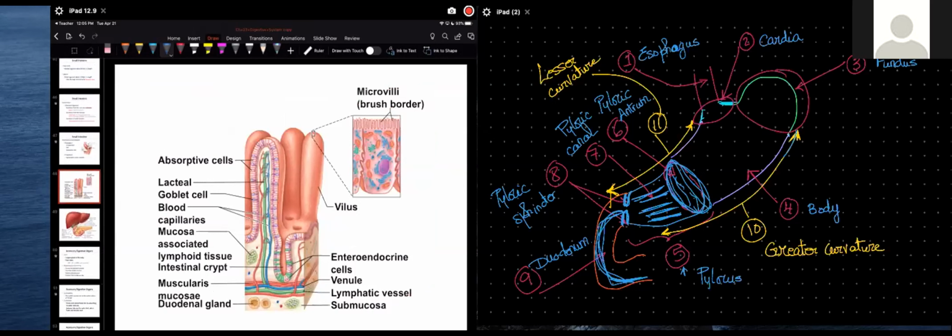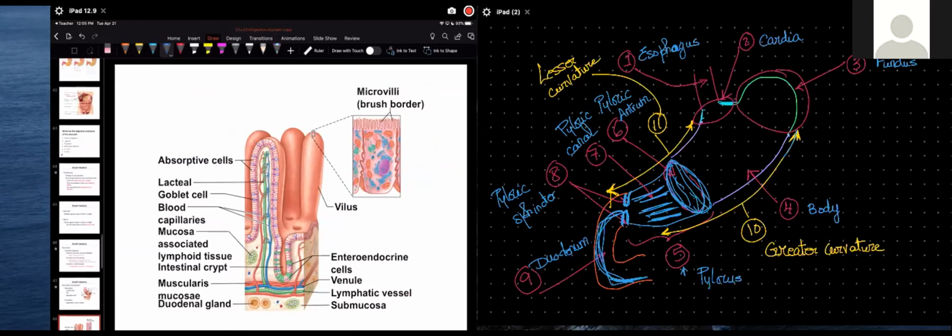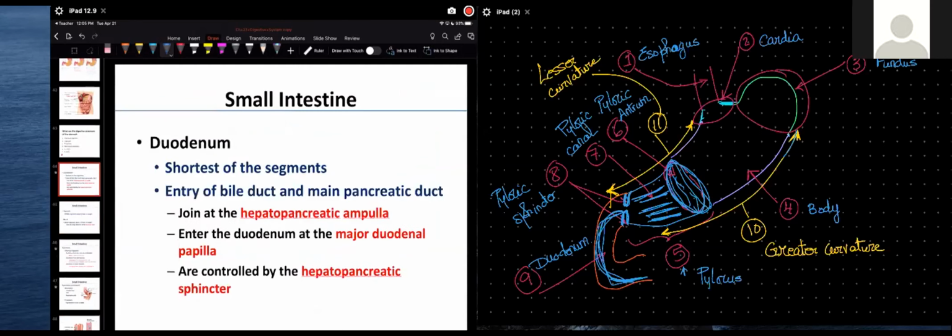Moving on to the small intestine. The small intestine is going to be formed of three main parts. We have the most proximal part, and it is the shortest of the three segments. It's my duodenum. And it's going to be the C-shaped part that will be surrounding the head of the pancreas and will be receiving the food, or the chyme, from the stomach.